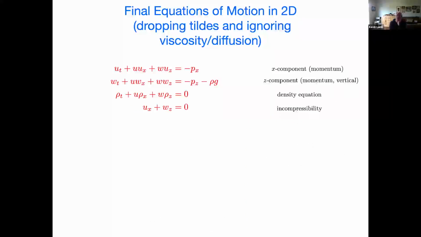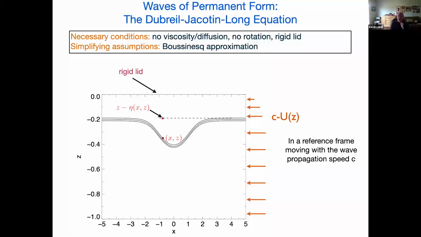Okay, so the DJL equation. This set of equations has waves of permanent form, so exact solutions for waves propagating horizontally, and there are some necessary conditions to derive or to find these waves of permanent form.